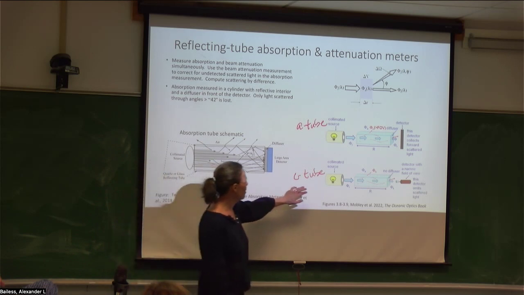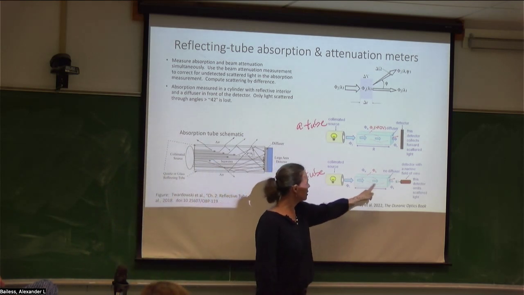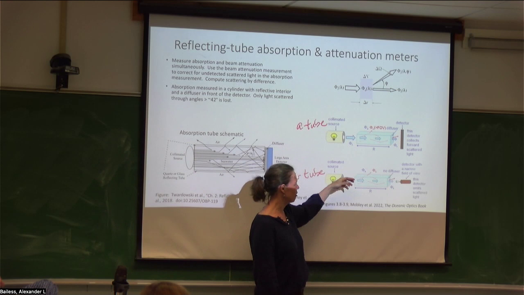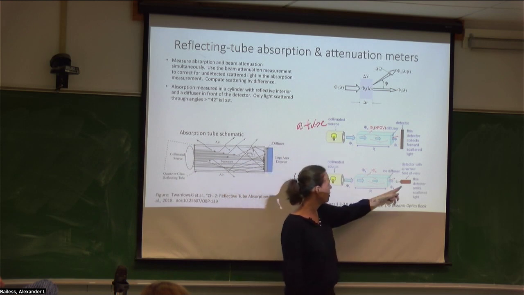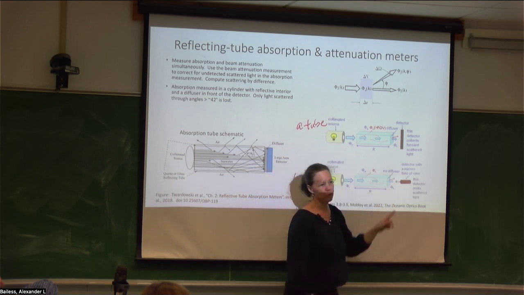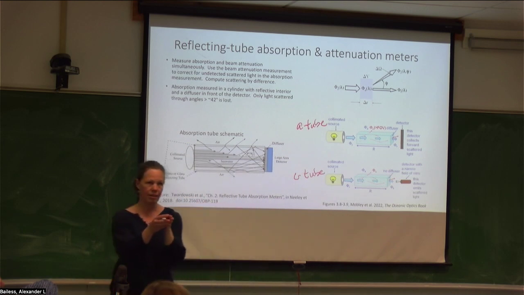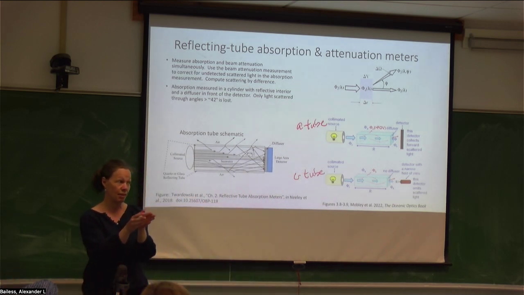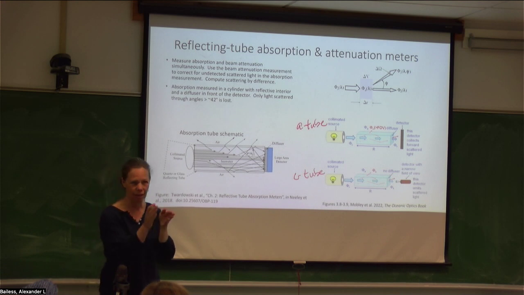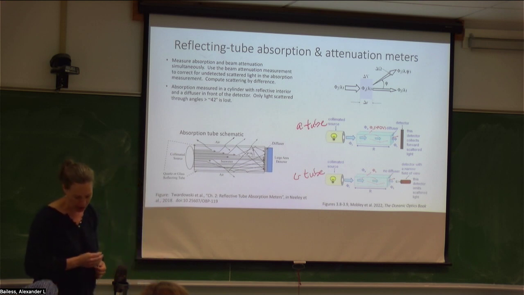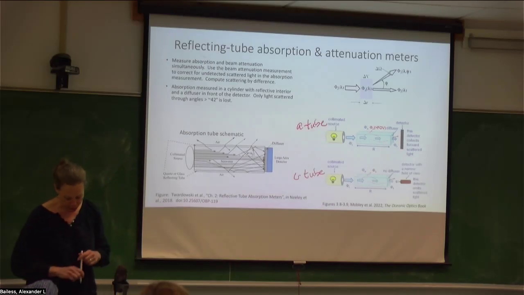But the difference here, the C tube has non-reflecting walls, so anything that's scattered or absorbed is lost, and then there's a narrow field of view of the detector that should not be collecting most scattered light, but it is finite, it's not zero, and so there is a little tiny bit of forward scattered light, and Wayne will talk more about the effects of that. So that's the general overview of these AC meters.